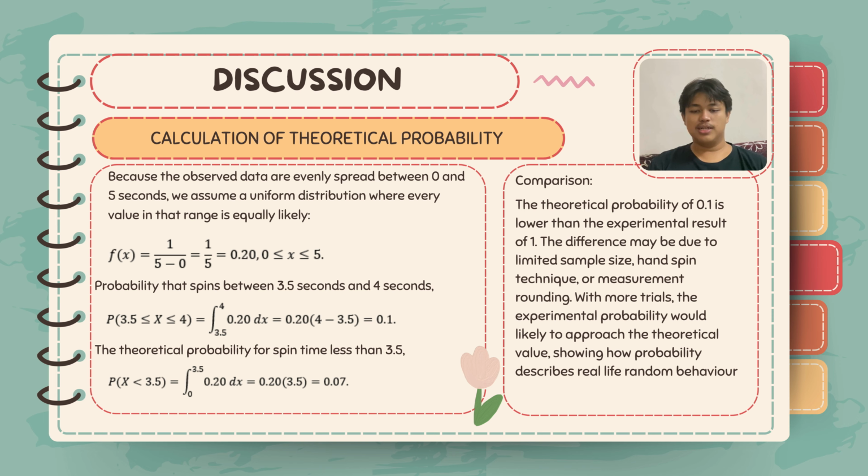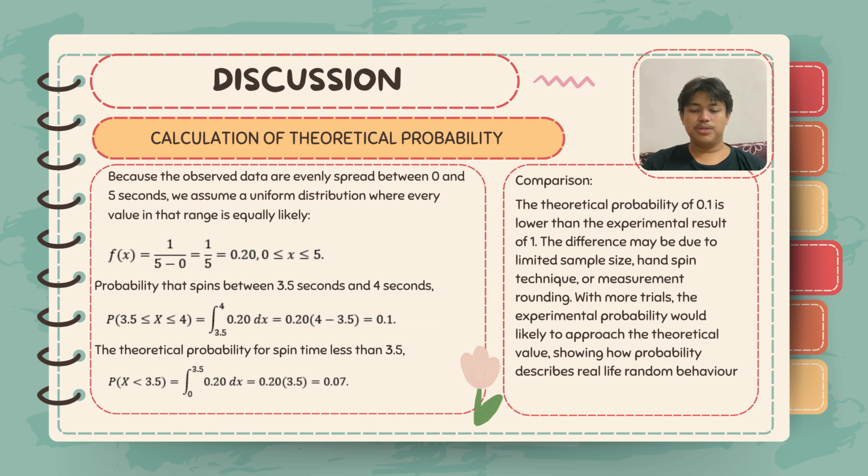Moving on to calculation of theoretical probability. Because the observed data is evenly spread between 0 and 5 seconds, we will assume a uniform distribution where every value in that range is equally likely. So 1 over (5 minus 0) equals 1 over 5, which we will get 0.20.